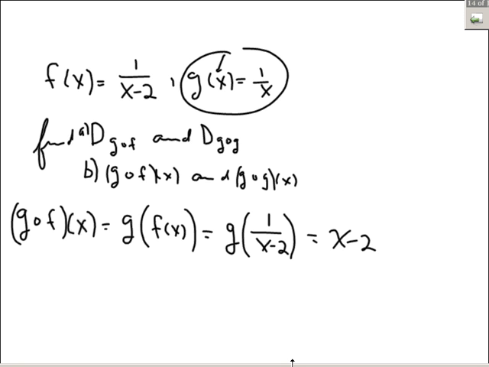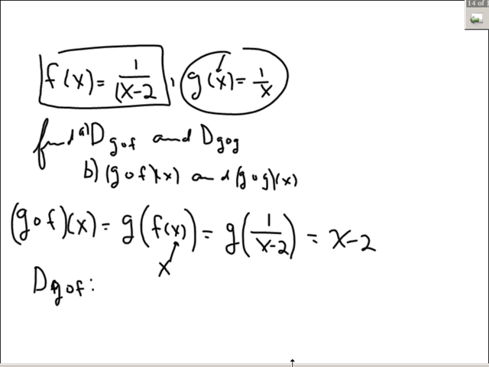Okay. Now, let's be careful about finding the domain. What is the domain of g circle f? Well, we are taking f of something, and that something happens to be x. What can you not take f of? You cannot plug in 2, because then you'll get 1 over 0. So what I'm taking f of, namely x, cannot be 2.